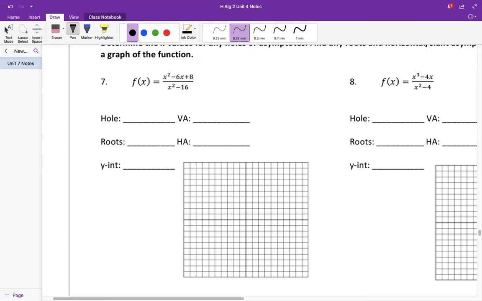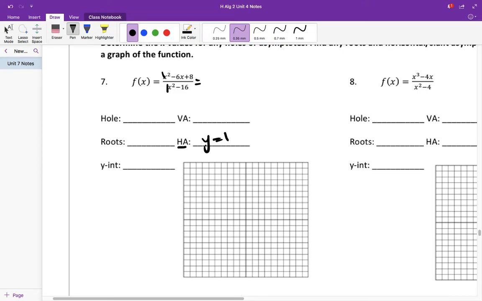I always look for my horizontal asymptotes first. By horizontal asymptotes, I mean I'm looking at numerator versus denominator. My degrees are the same. If they're the same, I look at my leading coefficients in order to decide what my horizontal asymptote is. For this particular problem, that means that y equals 1 is going to be where my horizontal asymptote is.